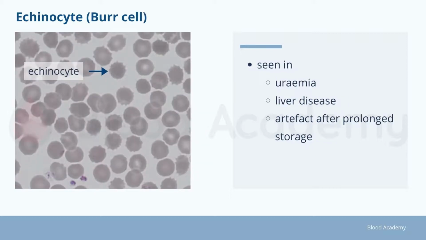An echinocyte derives its name from the Greek word echino, meaning prickly. An echinocyte has small, evenly spaced, sharp and blunt projections around its periphery. It can be referred to as a Burr cell. Echinocytes can be seen in patients with uremia and liver disease. Echinocytes are most commonly seen as a result of prolonged storage of blood samples.